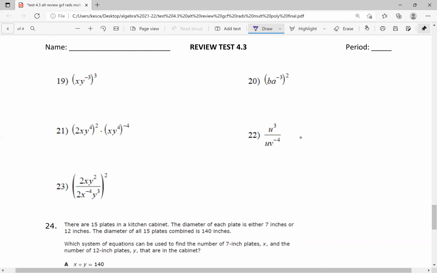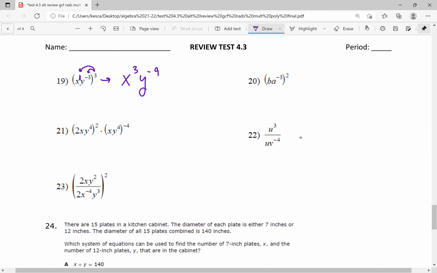So number 19, now we have parentheses with the exponent outside. So we're going to do the power rule. Remember, in here, this x, it's really got an exponent of 1, right? In the power rule, you multiply the exponent on the outside to both of the exponents on the inside here. So this will become x to the power of 1 times 3, so x to the power of 3. And then the y had a negative 3, and we're going to multiply it by 3. So it'll be y to the power of negative 9.